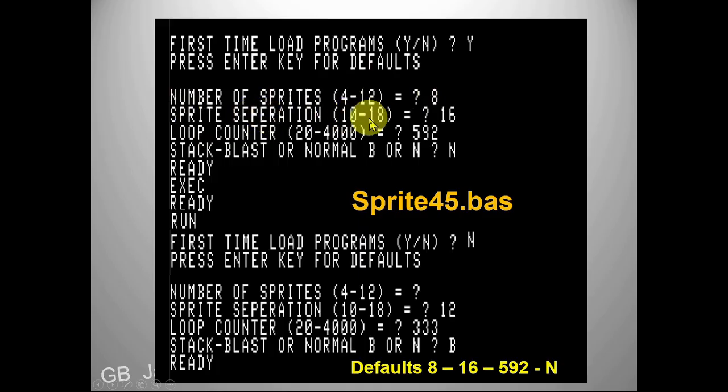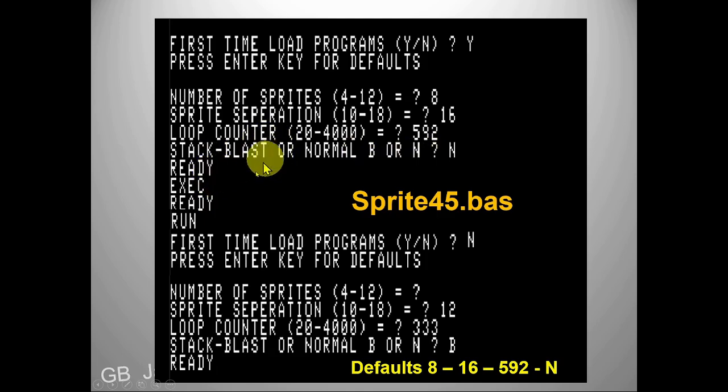Sprite separation anywhere from 10 to 16. That's, let's just say, pixels apart. It's a little bit different in pixels, but that's how far apart. And a loop counter anywhere from 20 to 4,000. I just used 592. My 592 is hex 250. And stack blaster normal. I put in normal and run it. And that's what you've been seeing a lot of. It runs slow, but it all works.